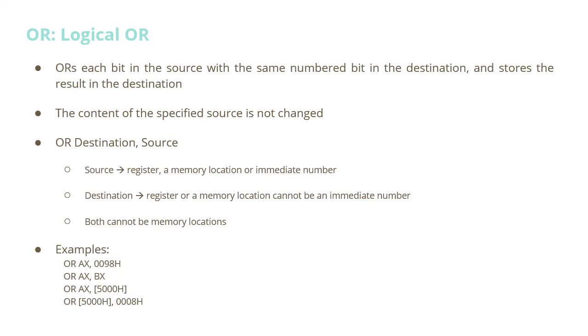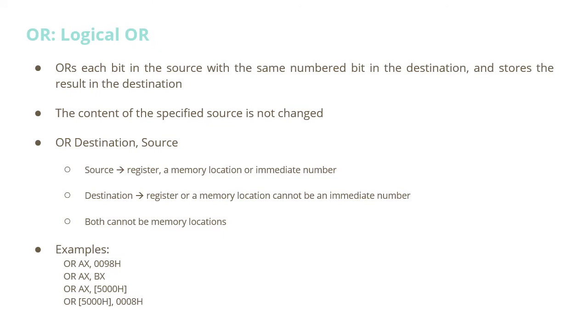Here the source can be a register, a memory location, or an immediate number. The destination operand can be a register or a memory location, but it cannot be an immediate number. Here both the source and the destination cannot be memory locations. The example of the OR operation is as given here. The first example is OR AX, 0098H, where the immediate number 0098H is getting ORed with the data that is present in the register AX.